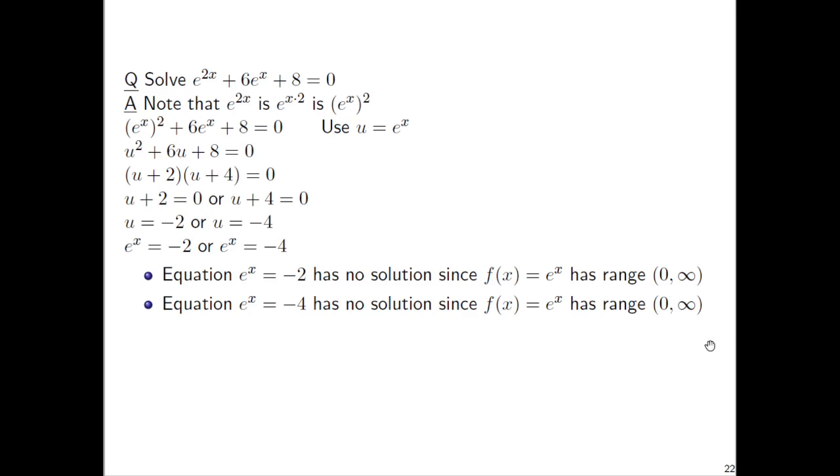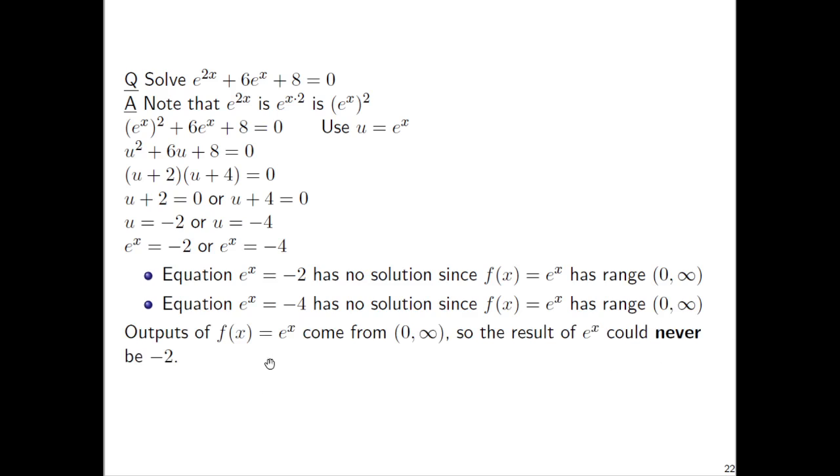So no matter what you plug in as an input for x, the output of e to the x is always between 0 and infinity. So the result of e to the x could never be negative 2. E to the x is always a number between 0 and infinity. So you're never going to get negative 2.